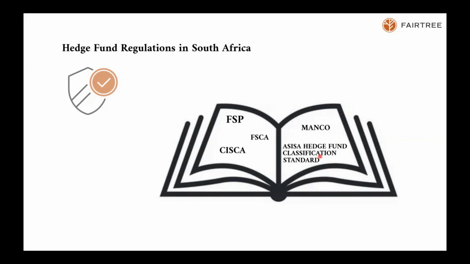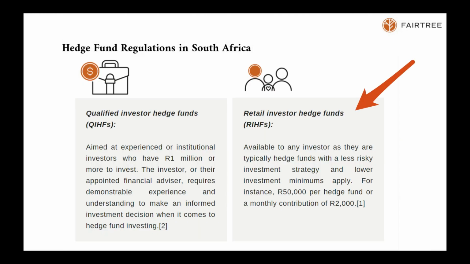And lastly, the types of hedge funds are defined by the Collective Investment Schemes Control Act. In South Africa, there are two available types. The first one is a retail investor hedge fund, which is available to any investor to invest in. They typically have a less risky investment strategy and lower investment minimums apply. The second one is a qualified investor hedge fund. These funds are aimed at more experienced or institutional investors who have 1 million rand or more to invest.